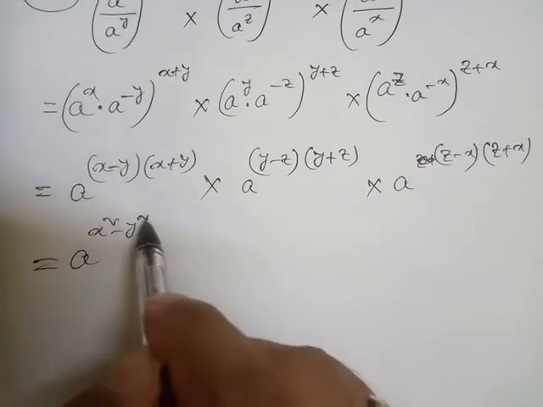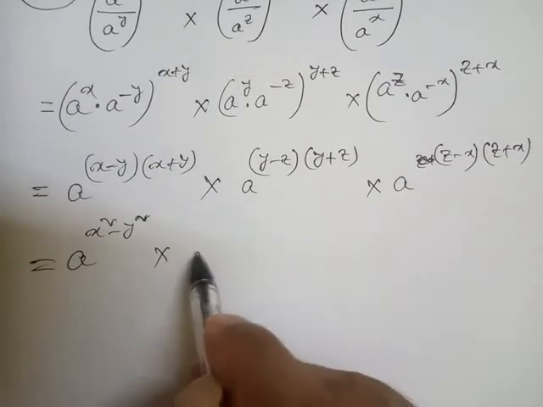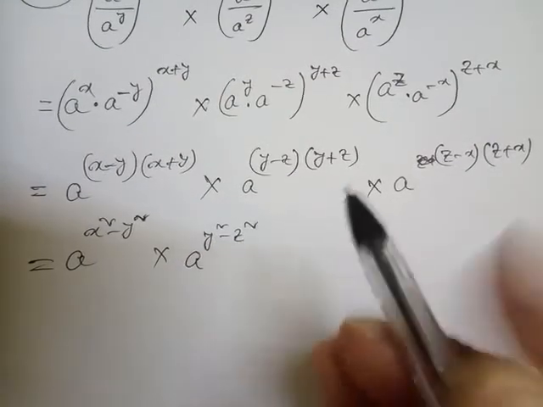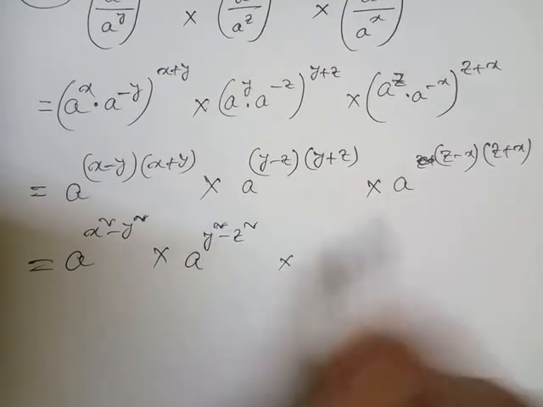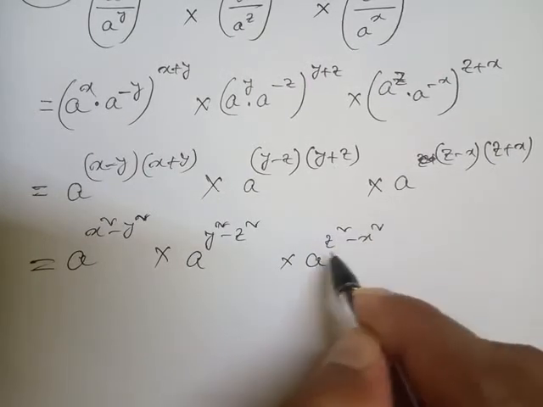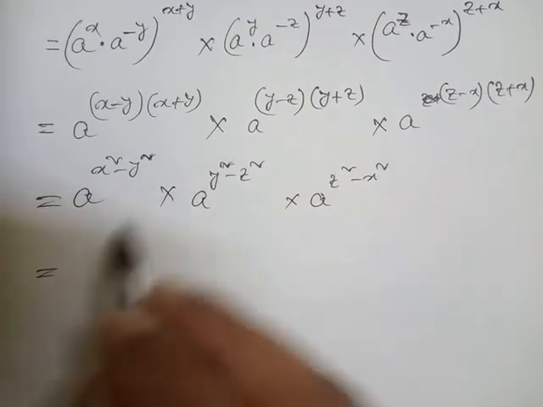Look, here I am using the a plus b, a minus b, which means a square minus b square formula. Here also same, a plus b, a minus b, which means a square minus b square. And similarly here also a plus b, a minus b, which means a square minus b square. Now look, if it is like that, then base same power should be added.